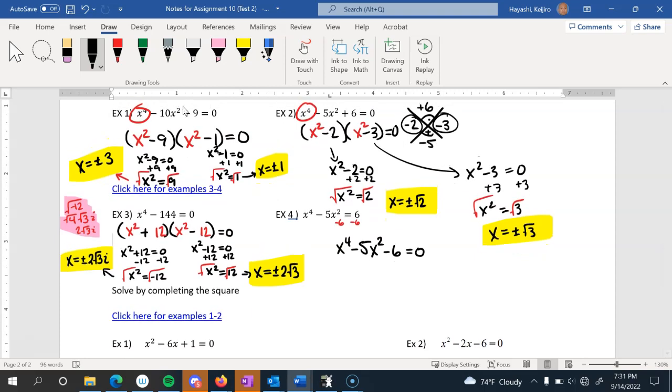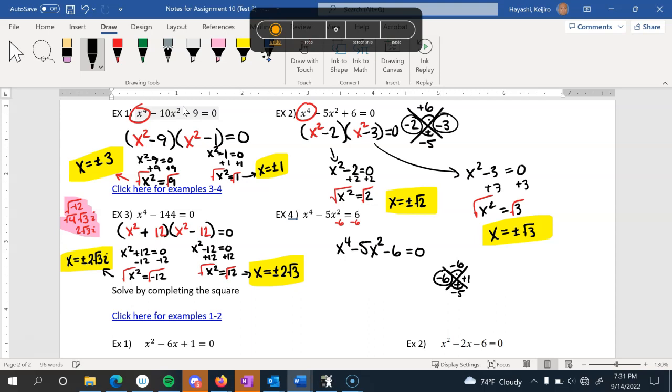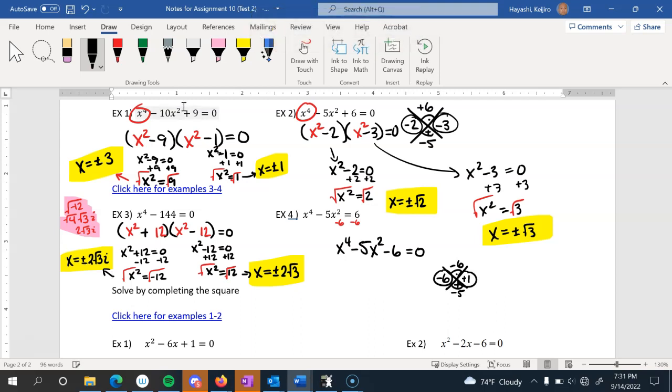Okay. So this time, we do want it to multiply to negative 6 and yet add up to negative 5. What 2 numbers are going to do that? Now we'll have the numbers negative 6 and positive 1. So even just a small difference like wanting them to multiply to negative 6 instead of positive 6 can change what factors you're working with completely. So x squared minus 6 and then x squared plus 1.